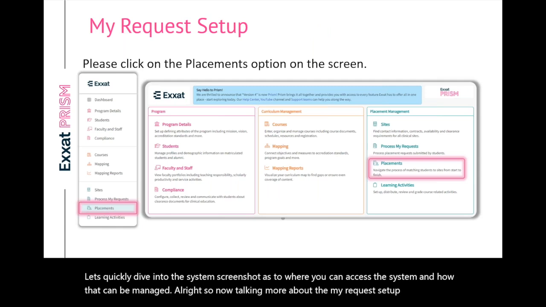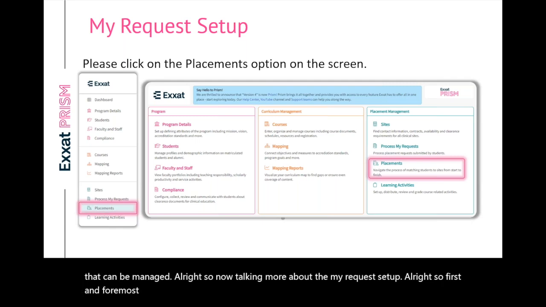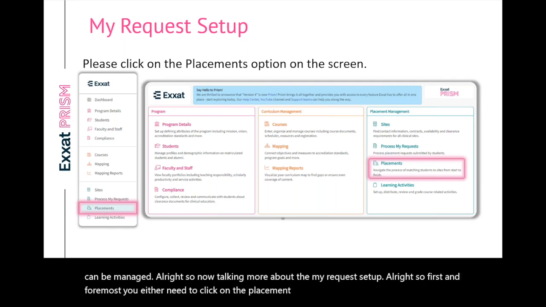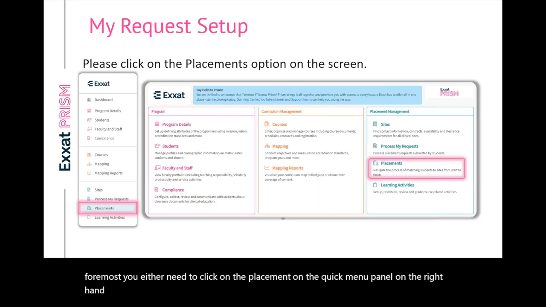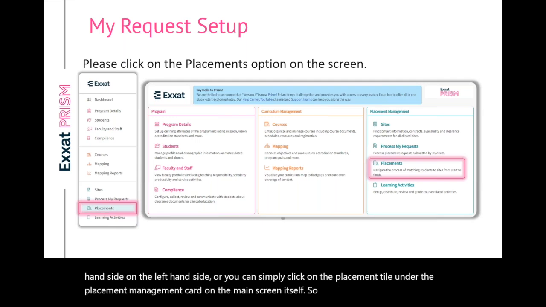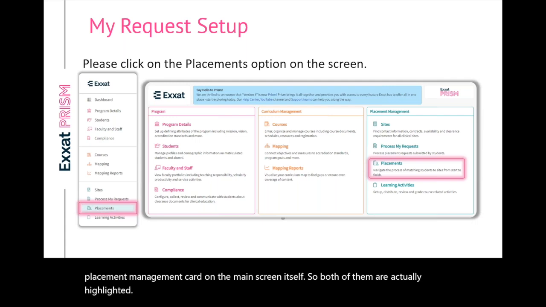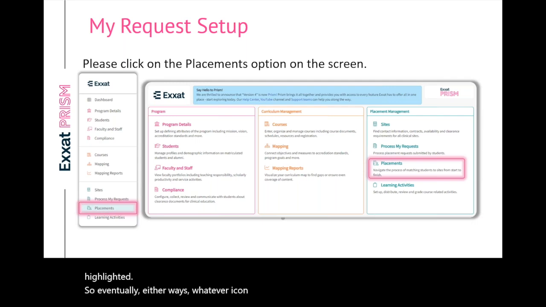All right. So first and foremost, you either need to click on the placement on the quick menu panel on the left hand side, or you can simply click on the placement tile under the placement management card on the main screen itself. So both of them are highlighted. Either way, whatever icon you click, it will redirect you to the placement section only.